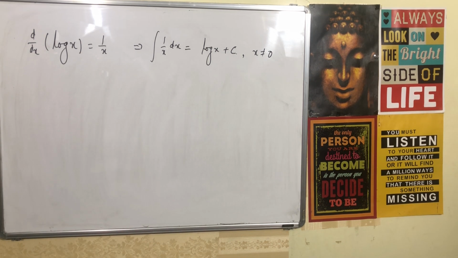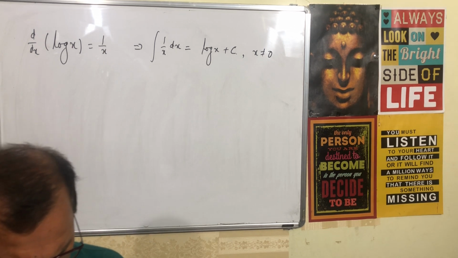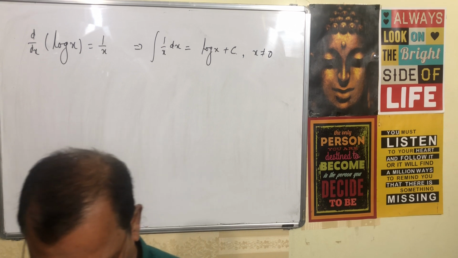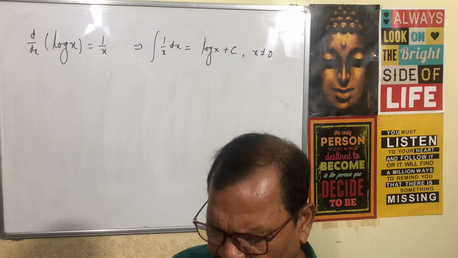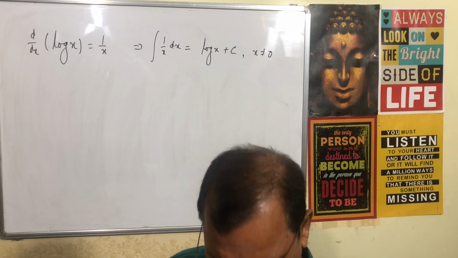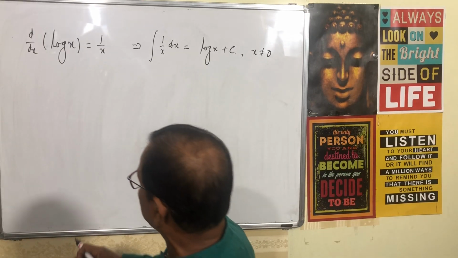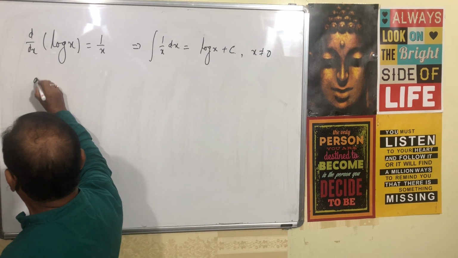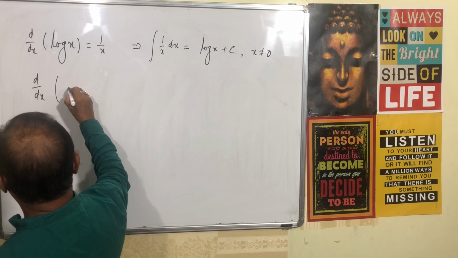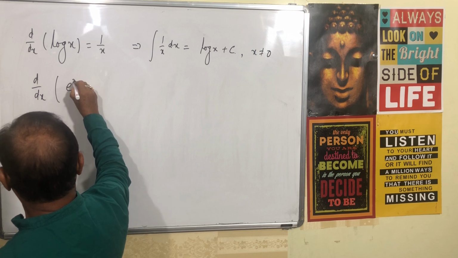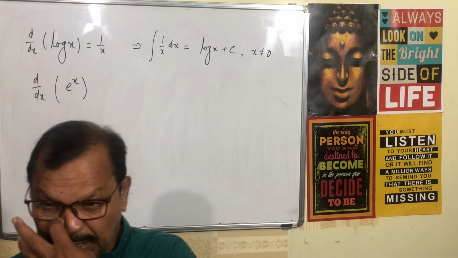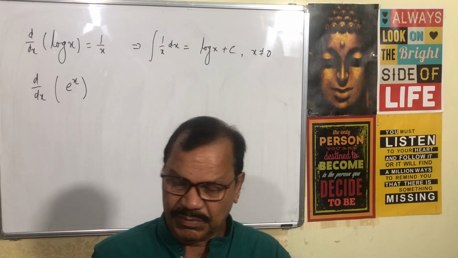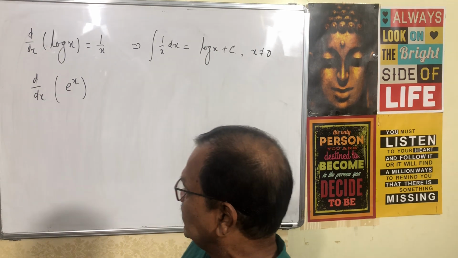Now, I would like to take some problem here, so that this application can be understood fully. Let us see that. But before this, let us take one more application of derivative. This application is d/dx of e to the power x. This is exponential. Whenever we go through log x, exponential automatically comes, because the inverse of log is exponential.